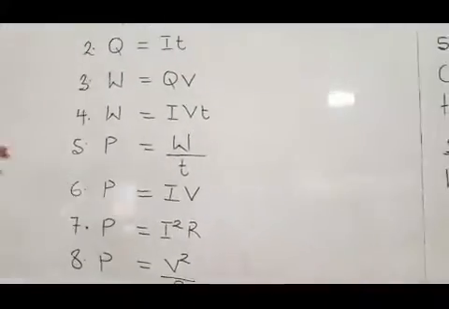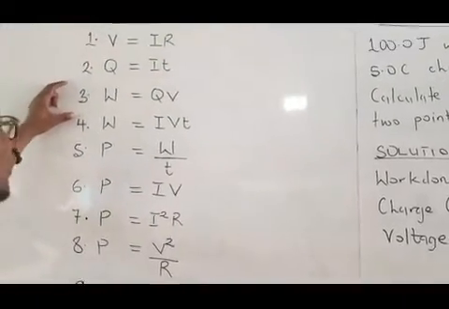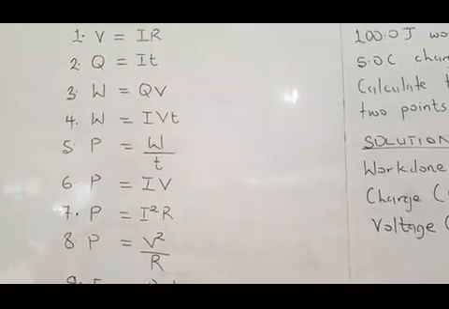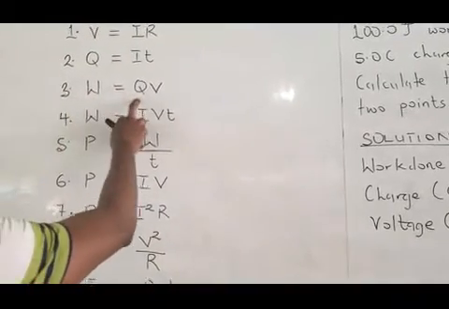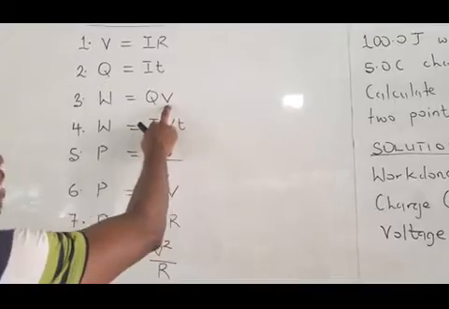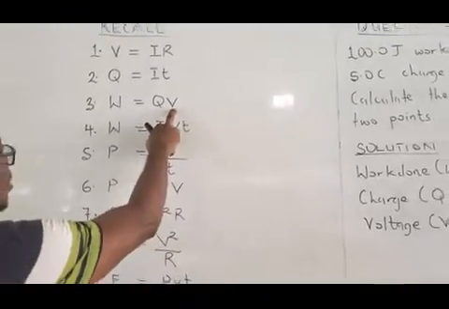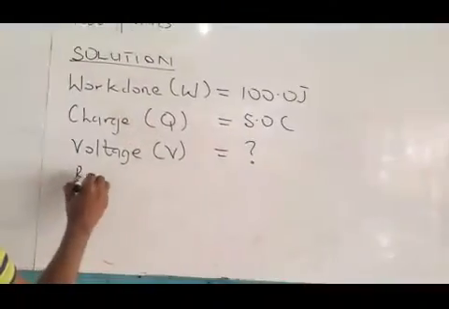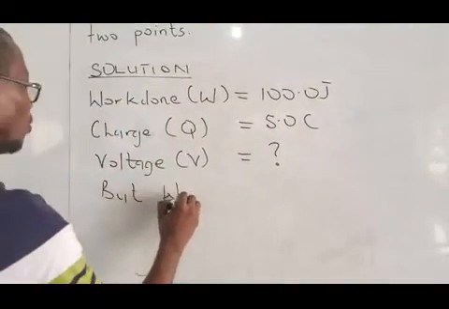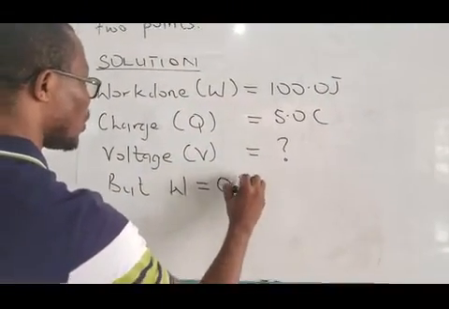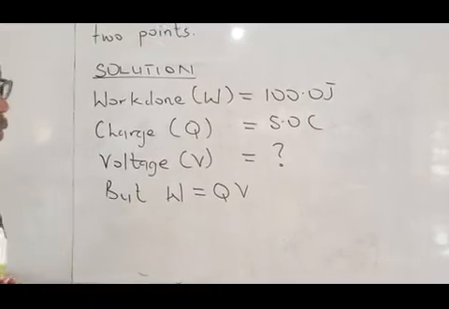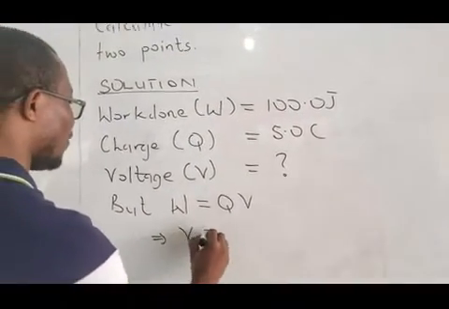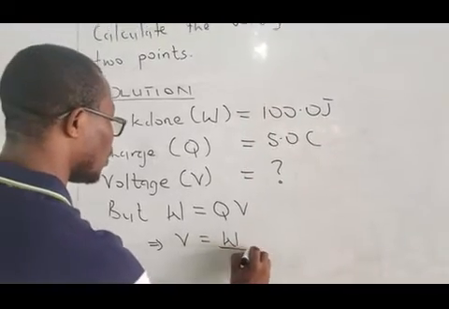And if you look at equation 3, it said that the work done is equal to the charge times the voltage. So we have W, we have Q, we are supposed to look for V. So we make V the subject. So using equation 3, we make V the subject. So we have work done W to be equal to the charge Q times the voltage V. You're looking for V, so you divide both sides by Q. You do that, your V equals W on Q.